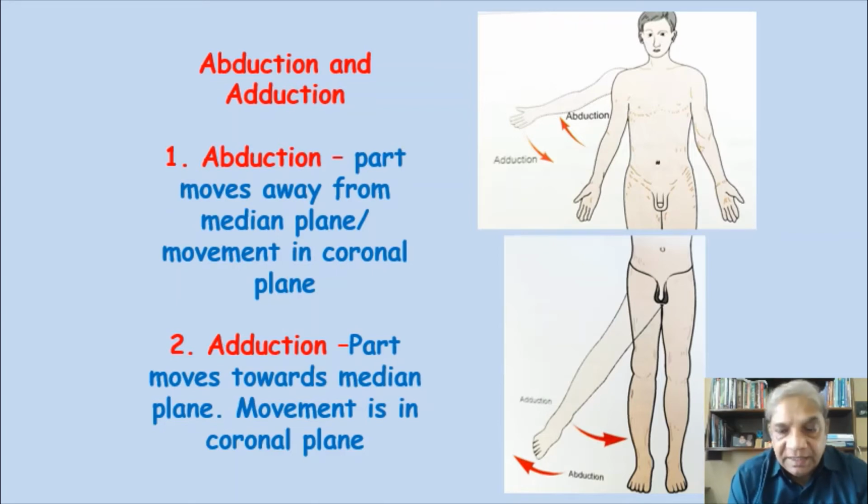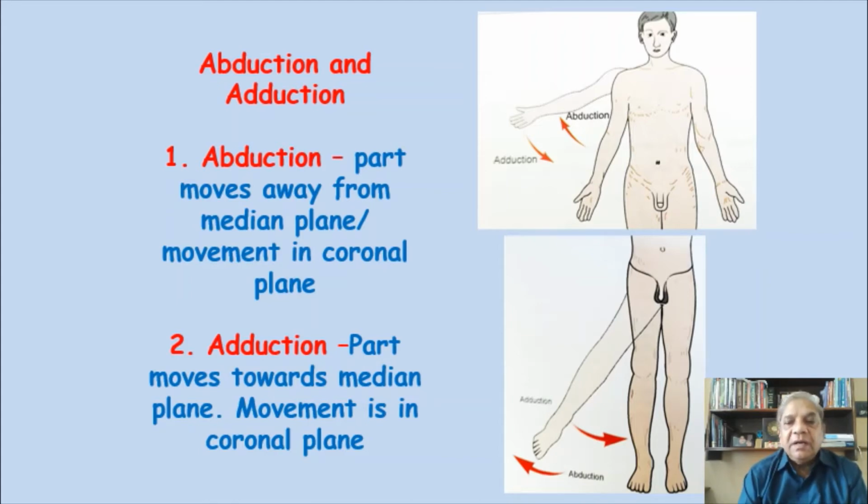Then another pair of movements is called abduction and adduction. This is mostly used in relation to the limbs. But abduction and adduction can also be used in relation to the trunk. When your whole trunk moves to one side, that is called lateral flexion. Now let us see first what is abduction and what is adduction. Opposite movements and opposite terms.